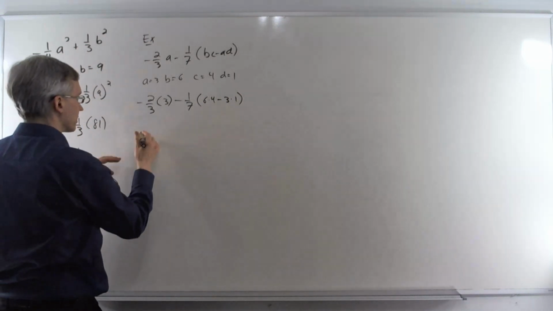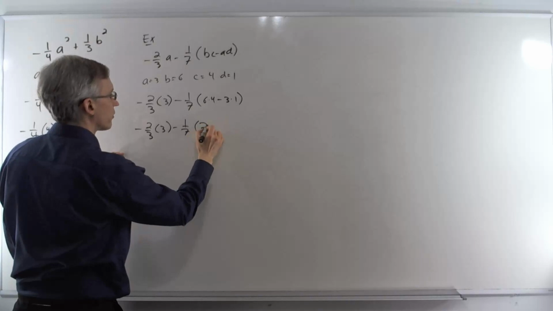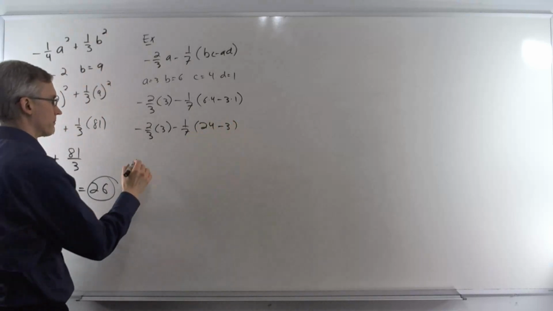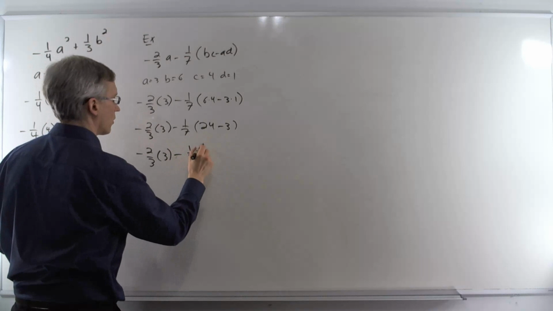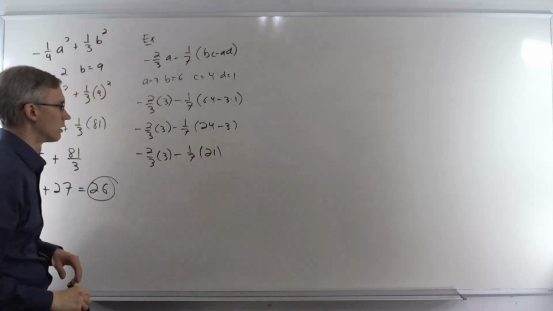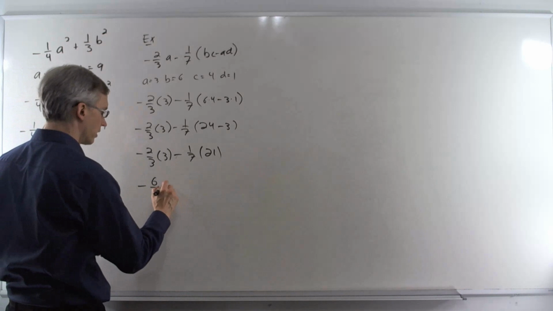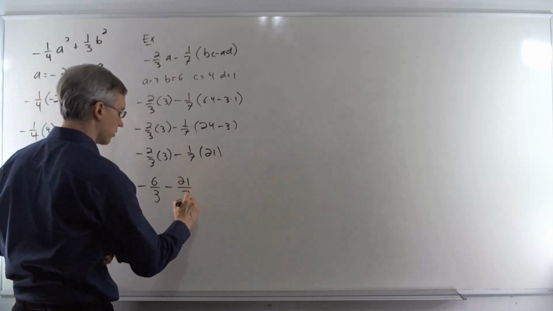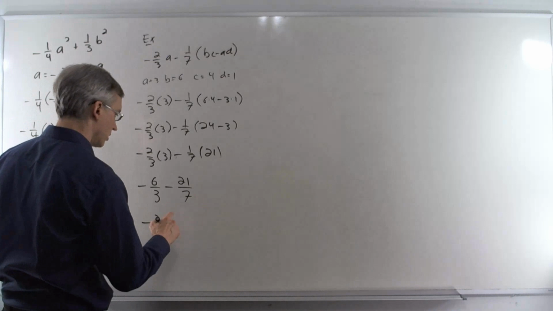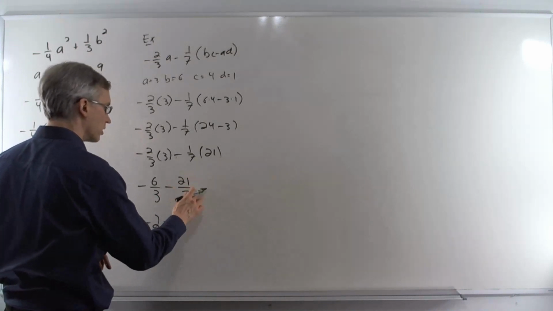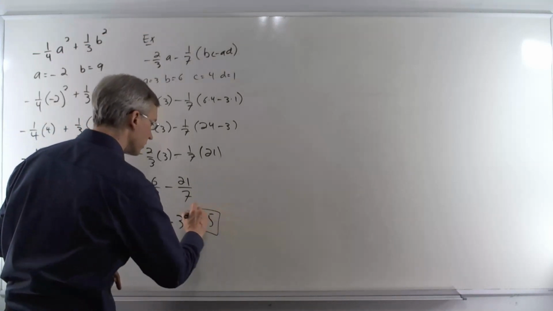So let's start inside these parentheses. We're going to evaluate that. 6 times 4 is 24, minus 3. Subtracting, you get 21. And now it looks just like the other ones. So we'll go ahead and multiply by the numerator, so that is negative 6 over 3 minus 21 times 1 on top over 7. Negative 6 over 3, that's negative 2. And subtracting 21 over 7, which is 3. Subtract those, and we get negative 5.